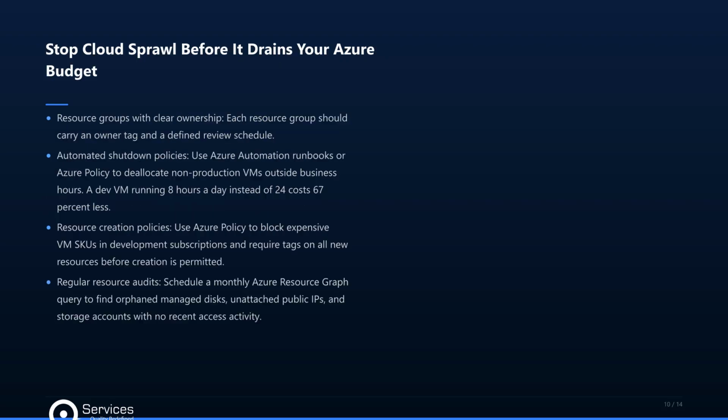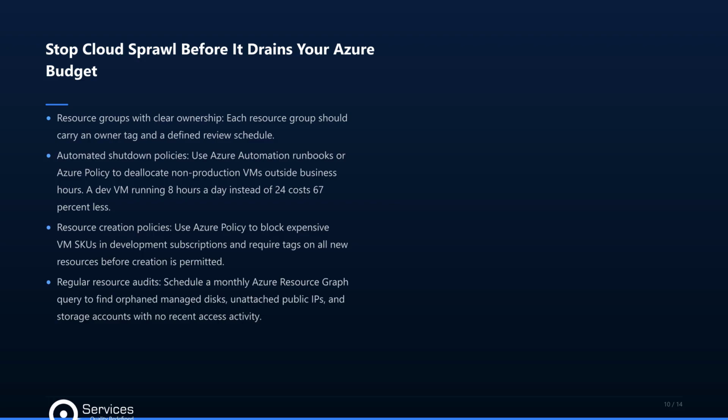Stop cloud sprawl before it drains your Azure budget. Cloud sprawl is the uncontrolled accumulation of cloud resources: orphaned VMs, forgotten storage accounts, unused public IP addresses, and test environments that were never cleaned up. It is a silent cost drain that compounds every billing cycle.